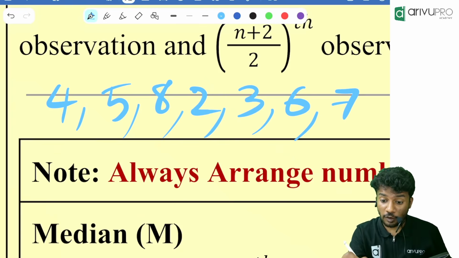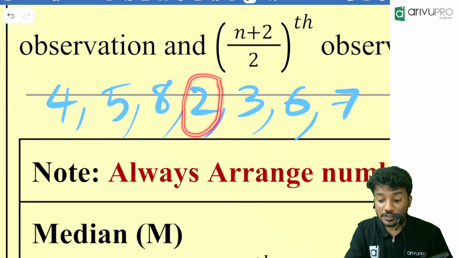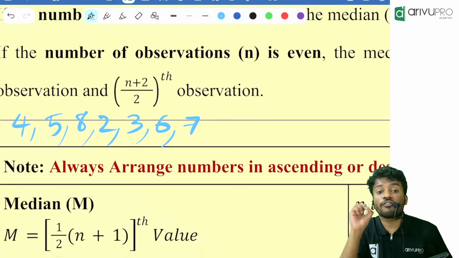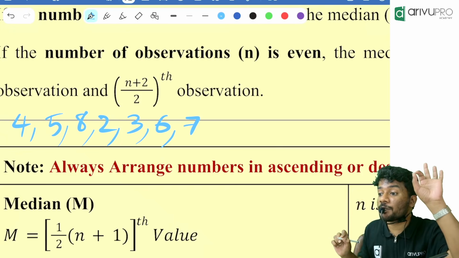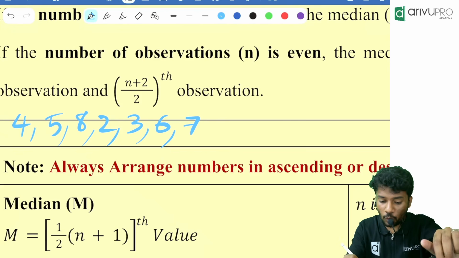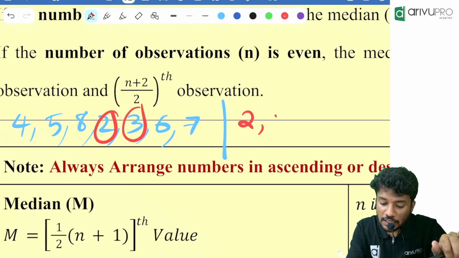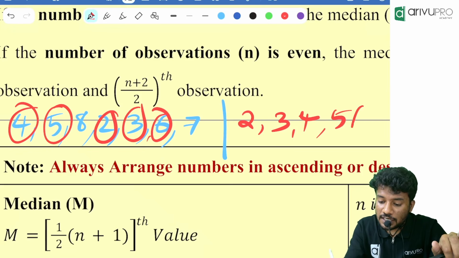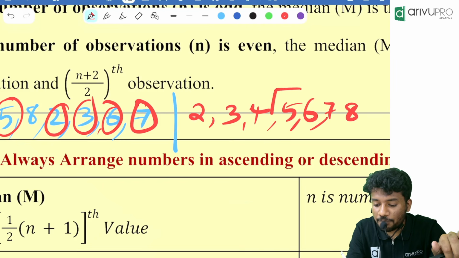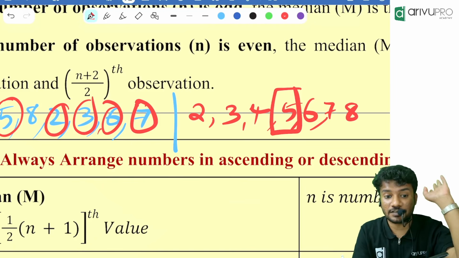Will you go like, oh, the middle value, directly I will write the middle value 2? Many people will make that mistake. Don't make that mistake. What is the mistake everyone will make? You will forget to arrange them in increasing order. Whenever you are finding median, arrange them in increasing order. So what is the increasing order of this? You tell me. Which is the smallest value? 2. Then after that, 3, then 4, then 5, then 6, then 7, then 8. So now who is in the middle? 5 is in the middle. So median is equal to 5. That's how you find the answer for median.